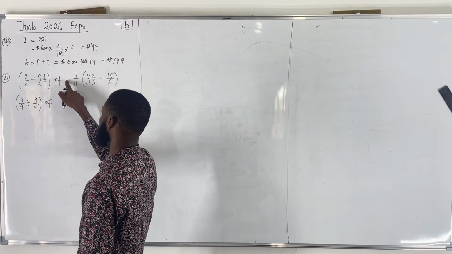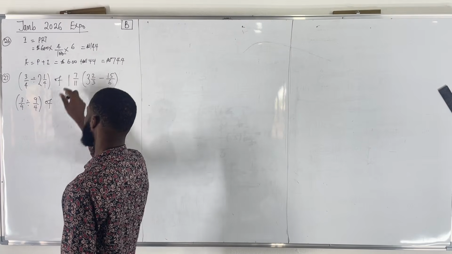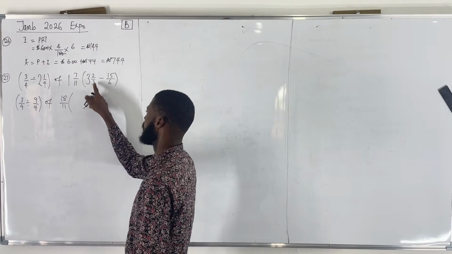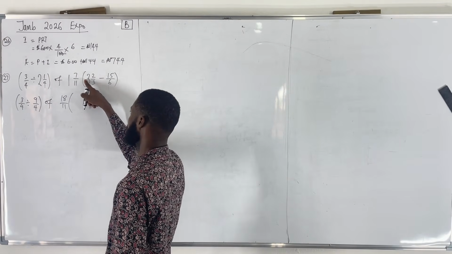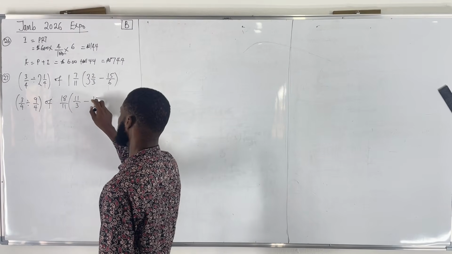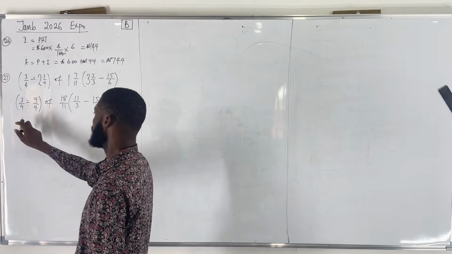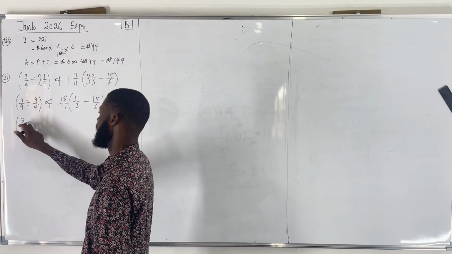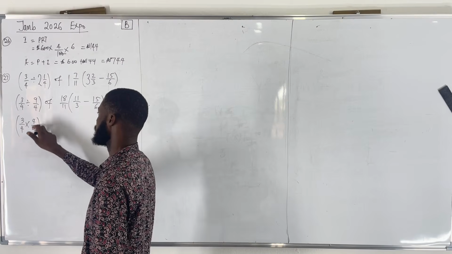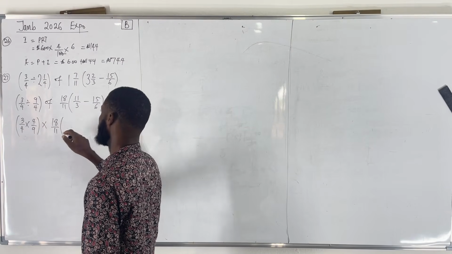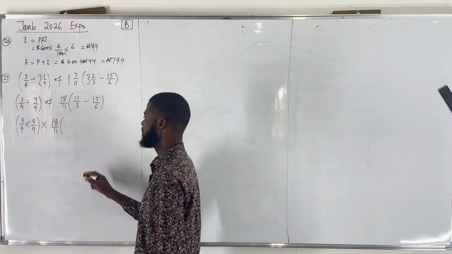11 times 1 is 11. 11 plus 7 is 18. So this will be 18/11. And then for this one, 3 times 3 is 9. 9 plus 2 is 11/3. Then take away 15/6. Now this will become 3/4. I could change this divide to times. So this is 4/9. Of, so that's times 18/11 into, now over here, let me take the LCM.